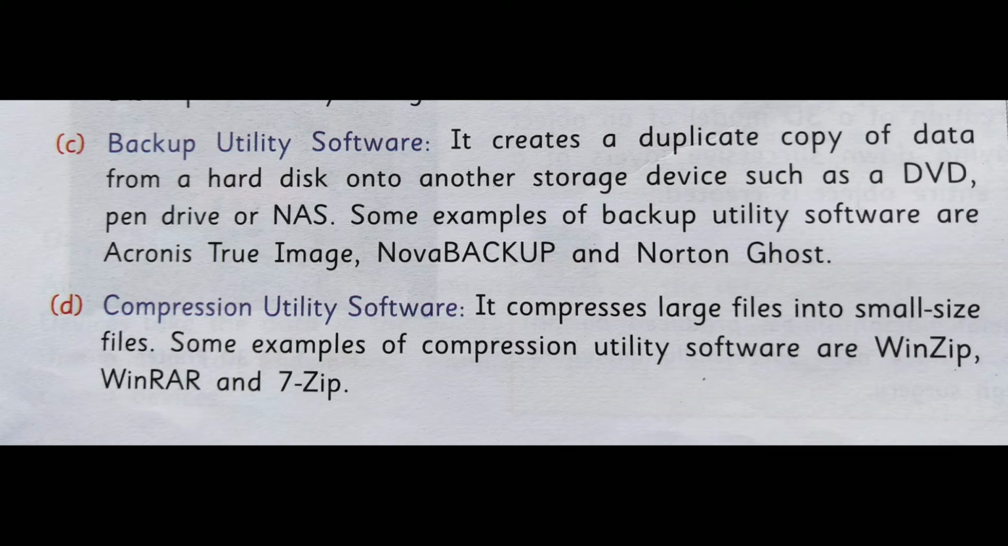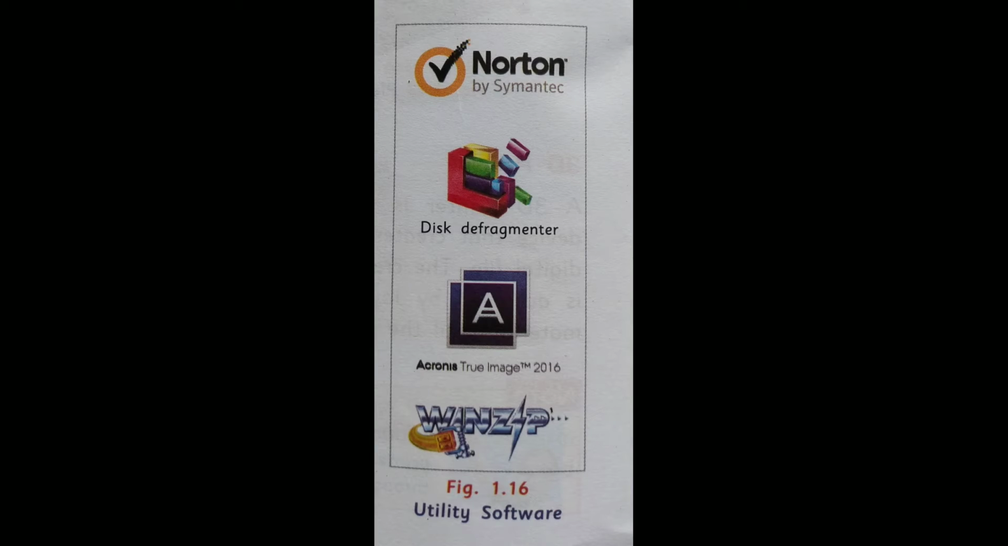Compression utility software. It compresses large files into small files. Some examples of compression utility software are WinZip, WinRAR, and 7-Zip. So these are the examples of utility software.